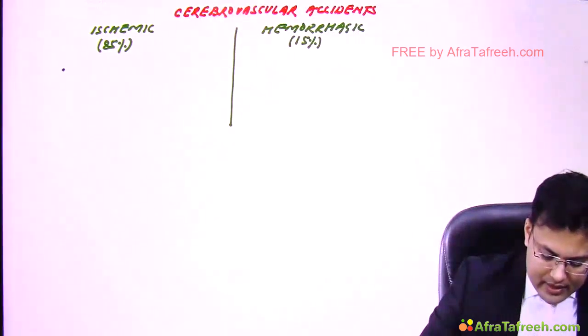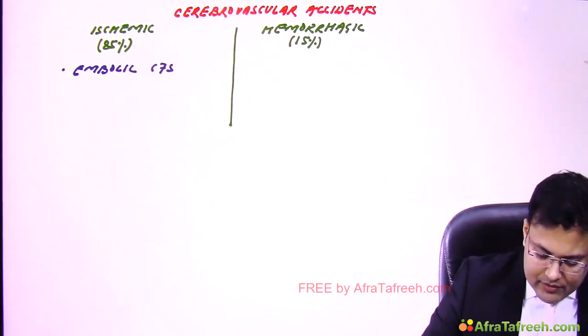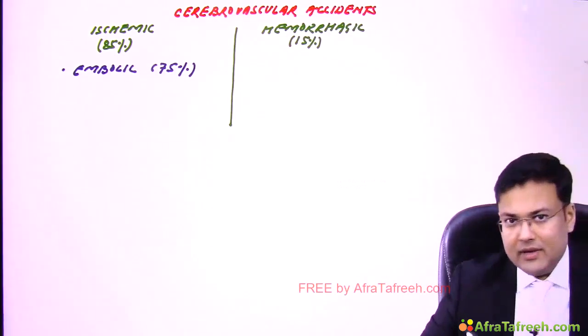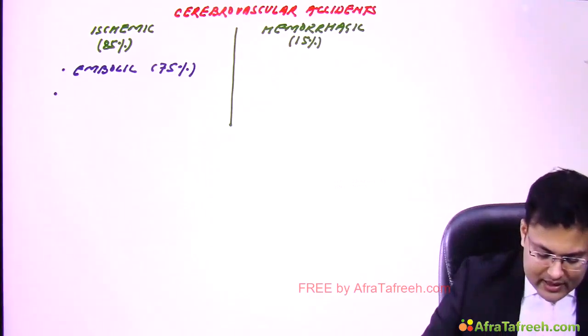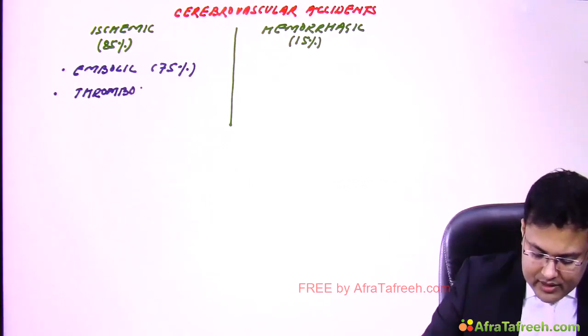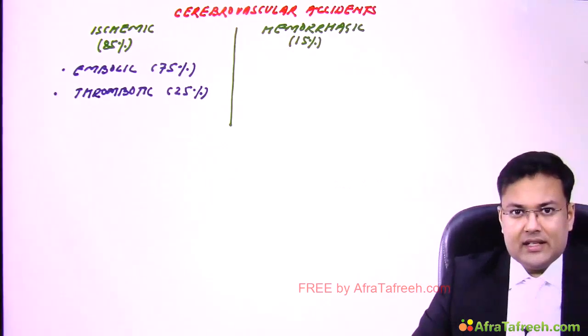So here, in ischemic causes, there is embolic occlusion, which is responsible for 75% of cases of ischemic causes, and the second is thrombotic causes. Clear? And thrombotic is responsible for 25% of cases.